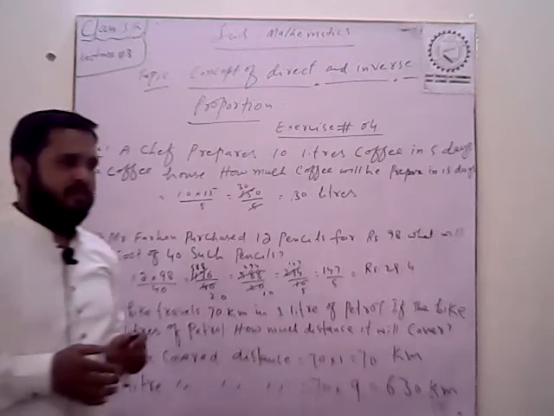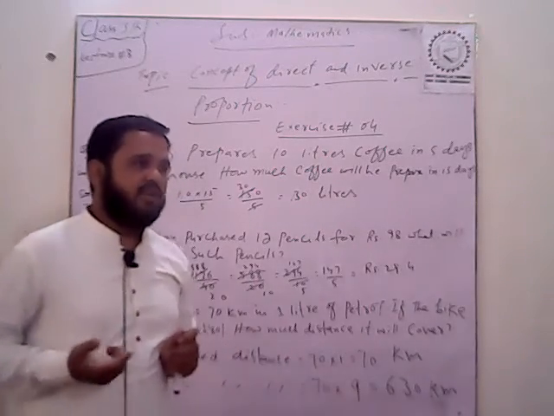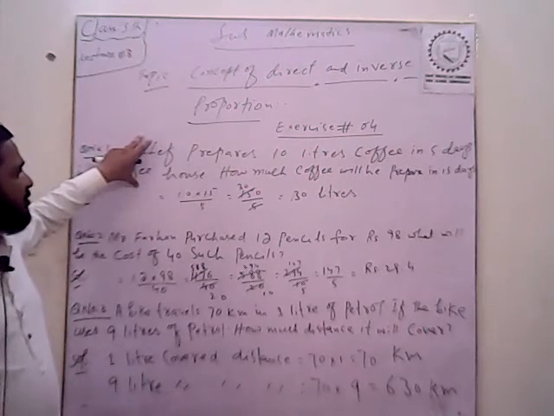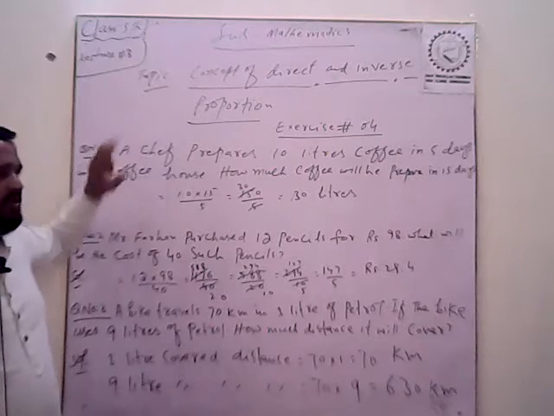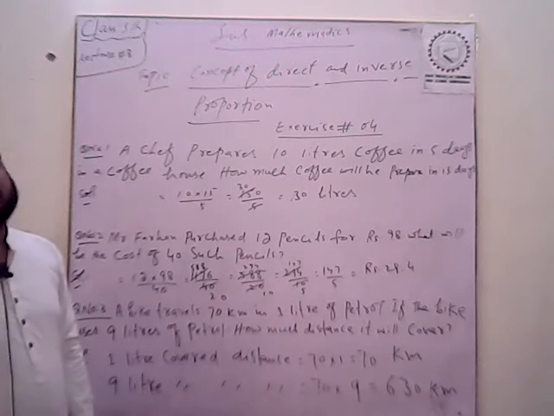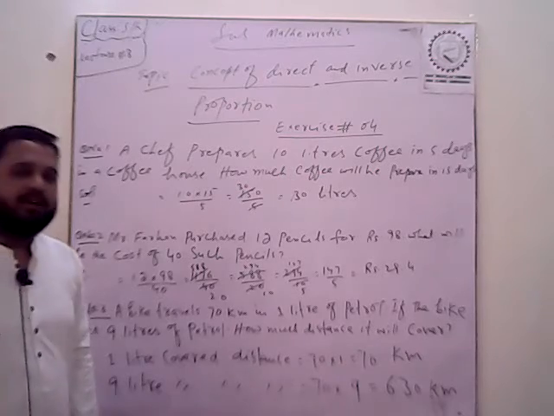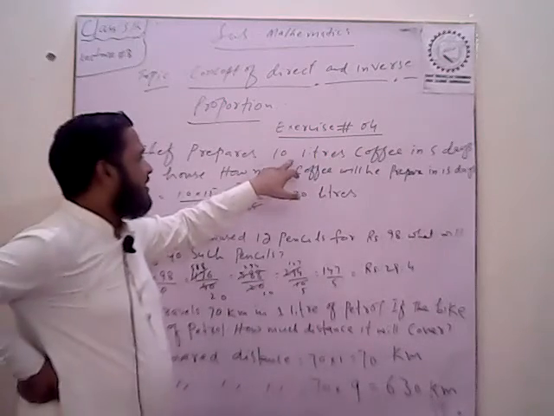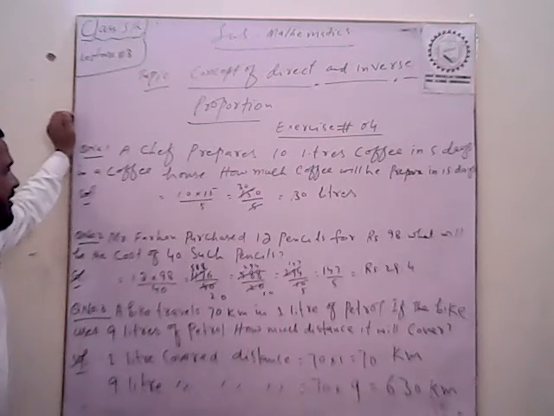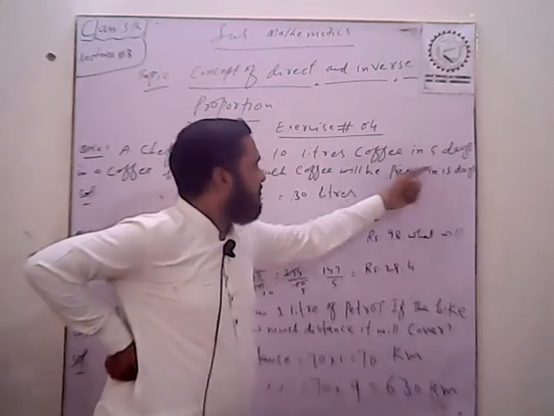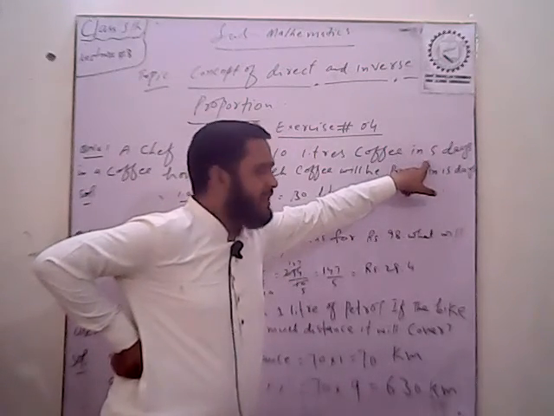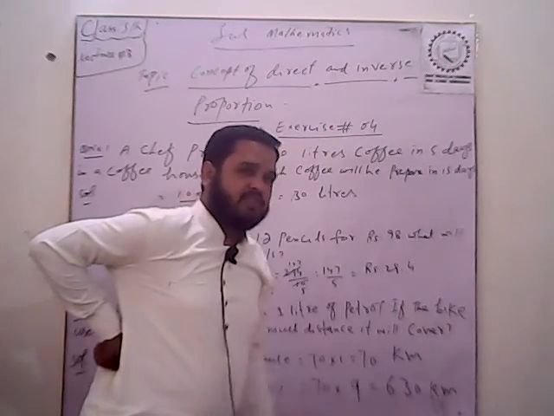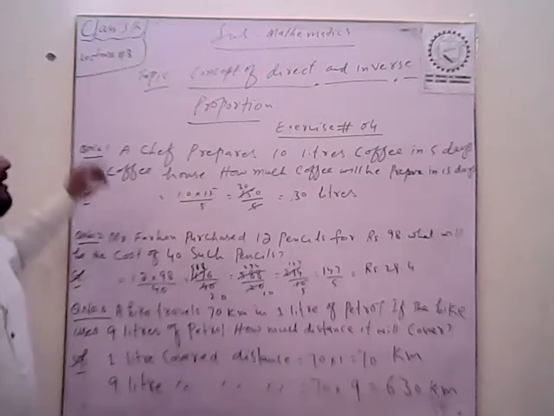So I ask you a question, can you tell me which proportion will be applied in this question? Inverse or direct proportion? Inverse, good. Why? One quantity is 10 liters, 5 days, and the other quantity is decreasing and the second quantity will increase. That relation in this question is called an inverse proportion.